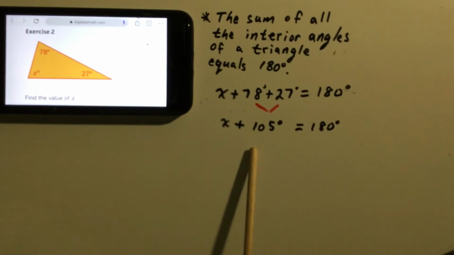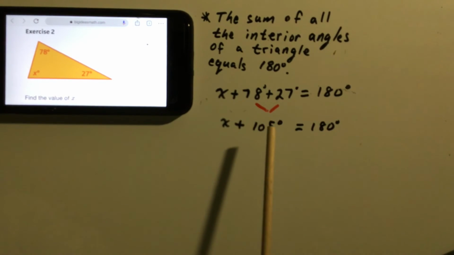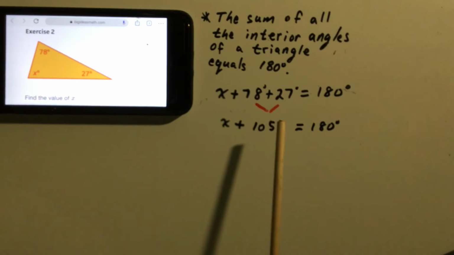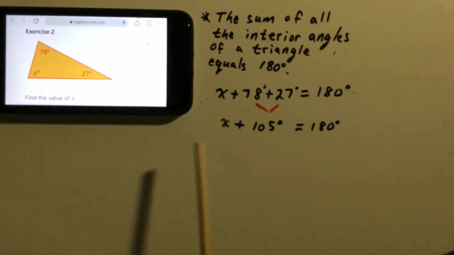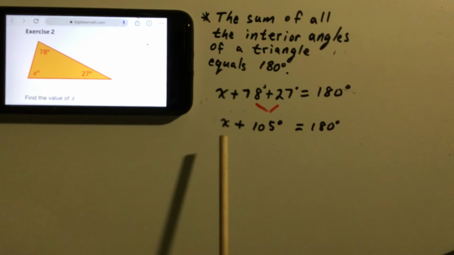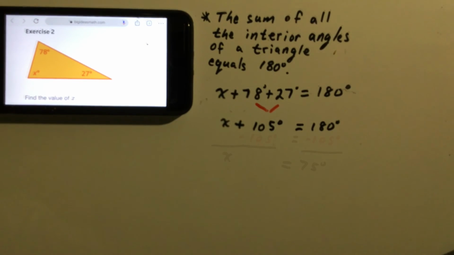All right, so in the next step, we combine like terms. And the only terms that we can combine are the whole numbers, or the degrees. 78 degrees plus 27 degrees gives me 105 degrees. And since there's no more x's, all I need to do is bring down the x. And now we are ready to solve for the missing angle x.